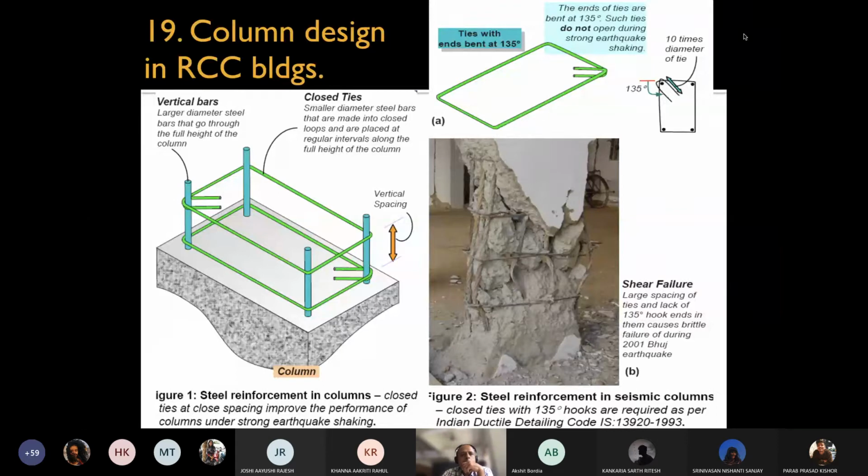Then this is the rest of the thing, 135 degrees and all we have already covered. There is also this emphasis on the extension of the stirrup to be at least 10 times the diameter of the tie, so that you get enough bond between the concrete at the corners, so the reinforcement gets adequately anchored into the concrete.